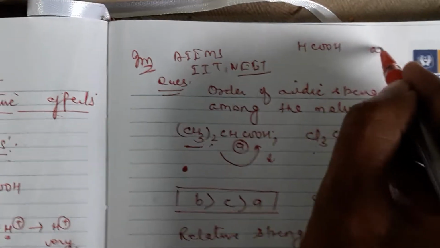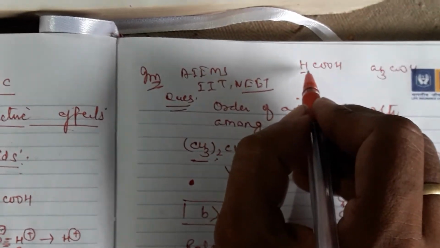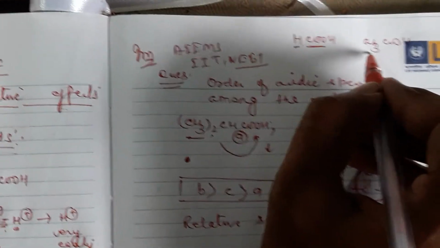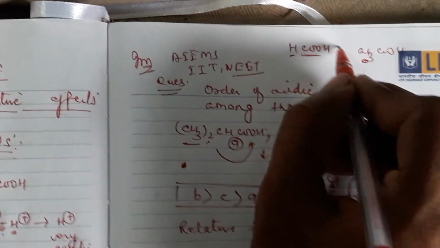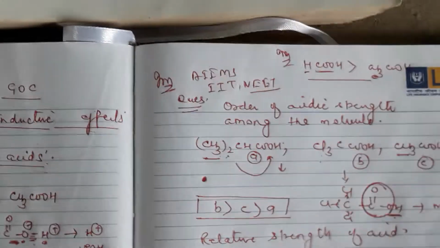Okay, so the next point I have explained. If you compare, suppose that HCOOH and CH3COOH. The electron releasing CH3 will to some extent donate electrons to this molecule, but in this molecule three hydrogens are present. So that's why it will be more acidic as compared to this, so it is also very important.